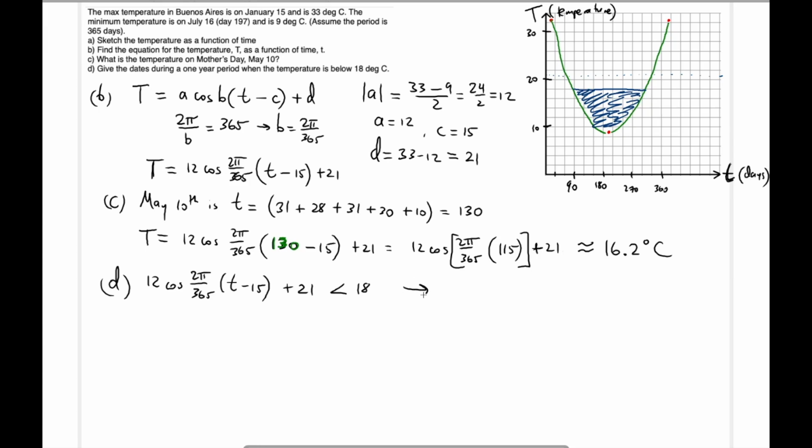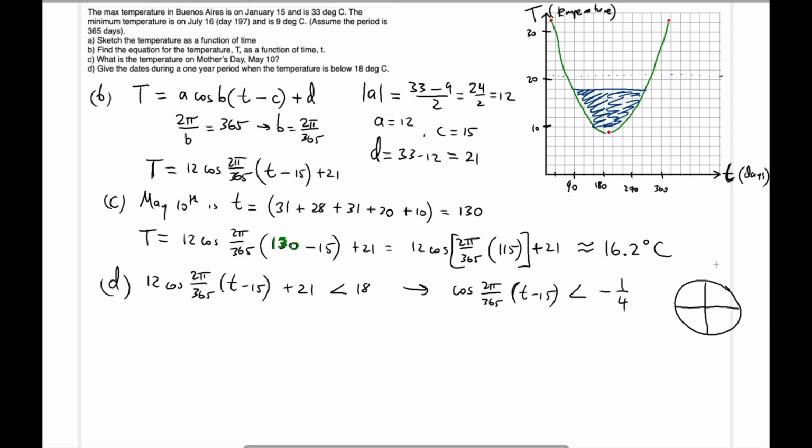All right, so now if you solve for t here, you're going to have to subtract 21 from 18, and then you're going to have to divide that by 12, right? So what that means is that the cosine of 2 pi over 365 times t minus 15 would be less than negative 1 over 4. Basically, again, you subtract 21 from 18, you get negative 3. Then divide by 12, so you're going to get negative 3/12. That's the same thing as negative 1/4, right? So that's how you get this result. Okay, now it's going to be interesting because we have to understand the unit circle here.